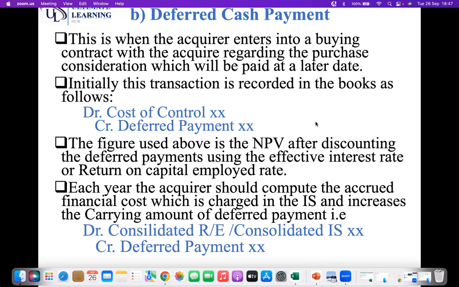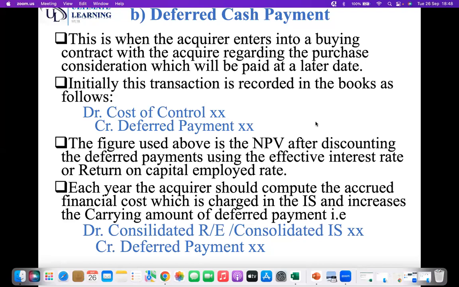Once you calculate this present value of cash flow, you take the cost of capital rate, the interest rate that you are given, and you multiply it by the present value of cash flow. We will look at examples. When you multiply it by the present value of cash flows, that gives you the accrued finance costs.